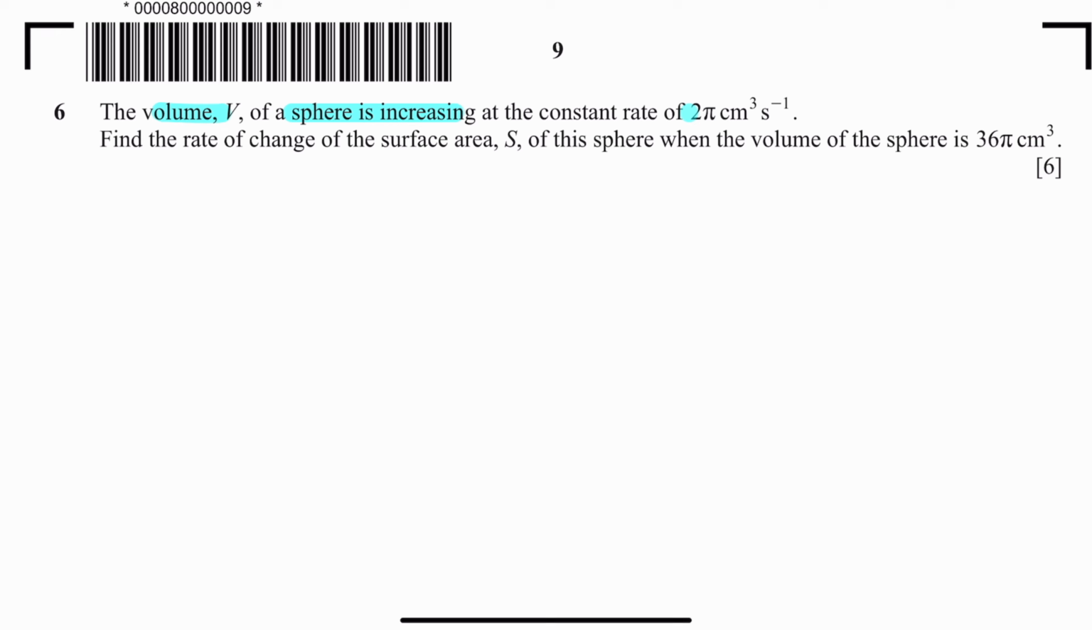Question number 6. The volume of a sphere is increasing at the constant rate of 2 pi. Let's write that down. dV over dt, a rate is always over time. So dV/dt is given by 2 pi. Find the rate of change of surface area S. We were required to find dS over dt. And then there's the condition when the volume is equal to 36 pi.